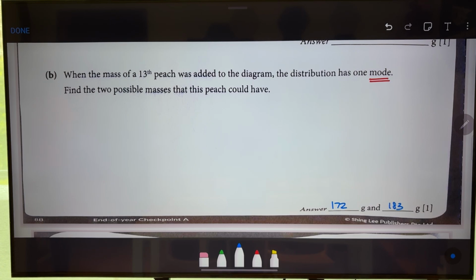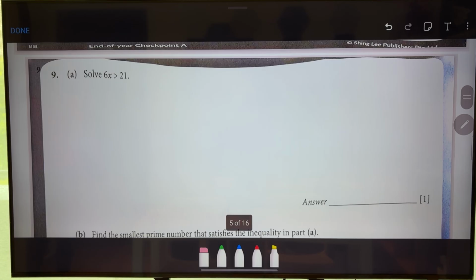Is there any working needed for this? No. Okay, now we'll move on to the next one. This is on inequalities. So for inequalities, 6x more than 21, what's the next step? Leila, what do you do? Okay, so you brought it down from 6x to x. You divided both sides by 6. So 21 over 6, you will get 7 over 2, or you could write it down as 3.5. So both answers are accepted.